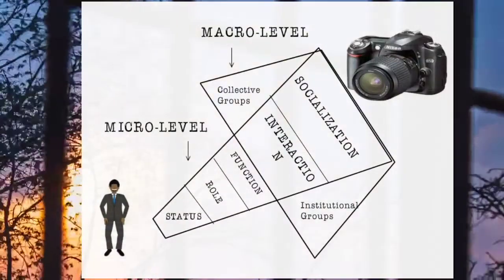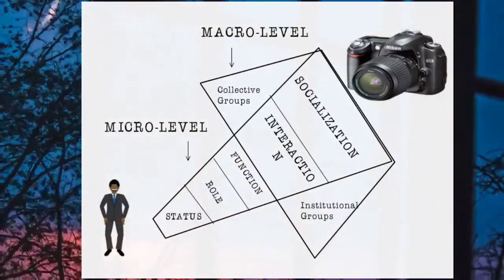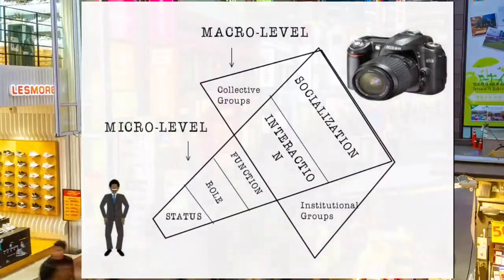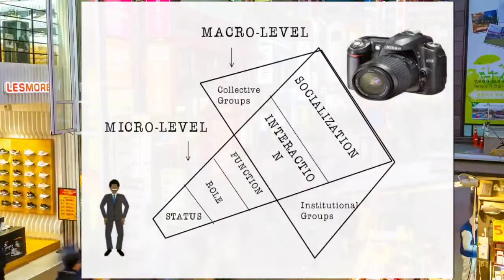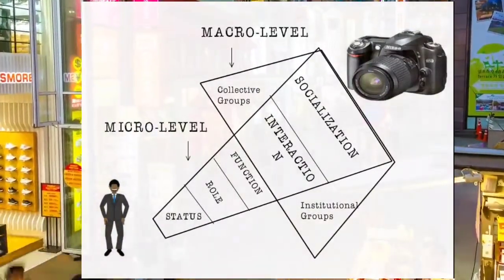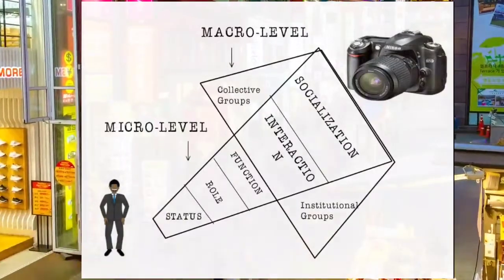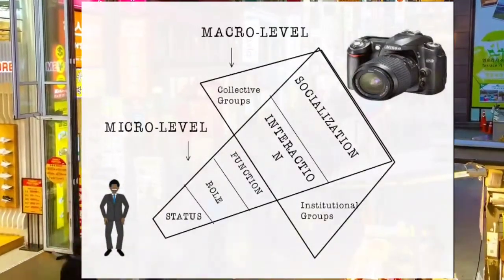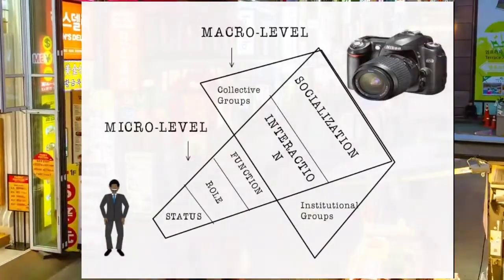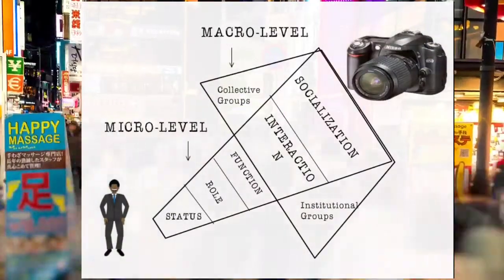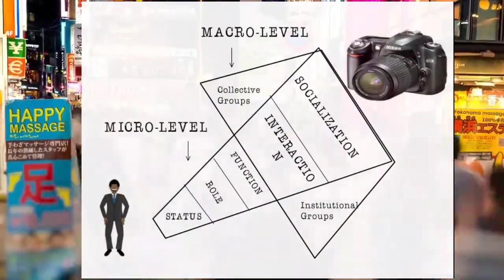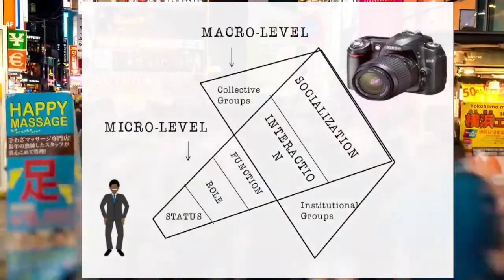Structural functionalism generally asks us, what is your purpose? What is the purpose of life? And the most important of all is, who are you in the society? In macro level, we have the so-called collective groups and institutional groups. Apart from that, we have socialization and interaction. We cannot socialize without two or more people, and also interaction can be made by two or more persons.